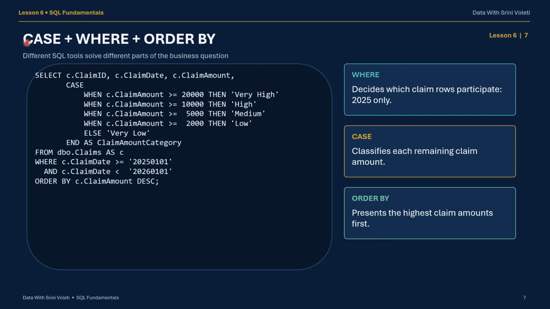This slide connects CASE to the SQL fundamentals we already know. WHERE is still responsible for row-level filtering. Here it keeps only claims from 2025 using a production-friendly half-open date range. CASE classifies each remaining claim. ORDER BY controls presentation. This is important. CASE does not replace WHERE or ORDER BY. Each tool has a different job. In SSMS, point to WHERE, CASE, and ORDER BY and explain the responsibility of each.